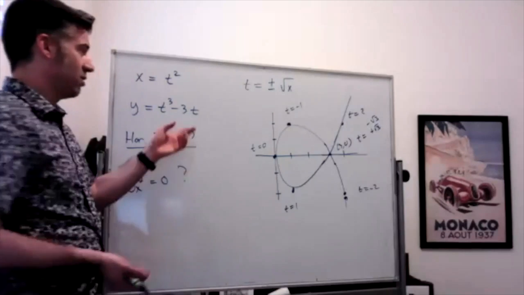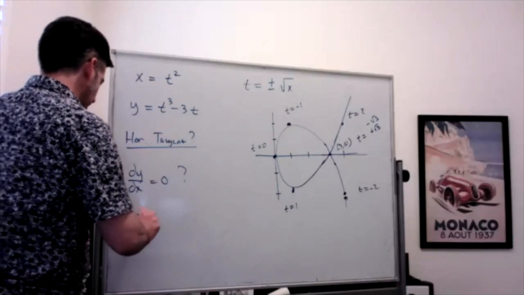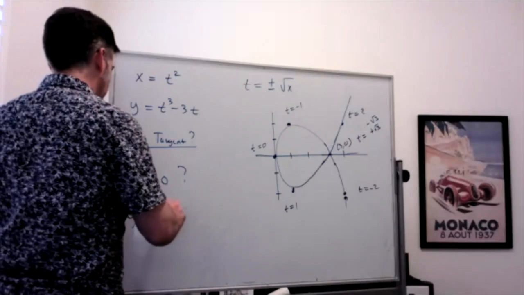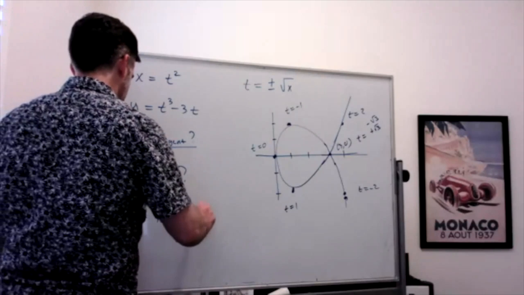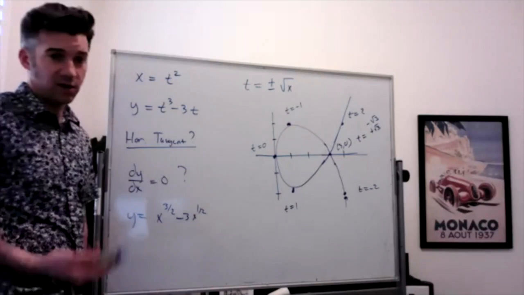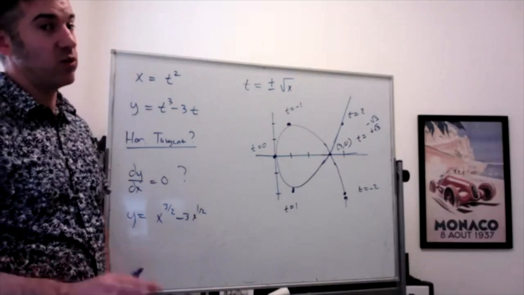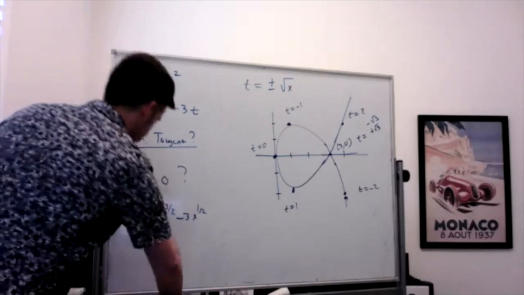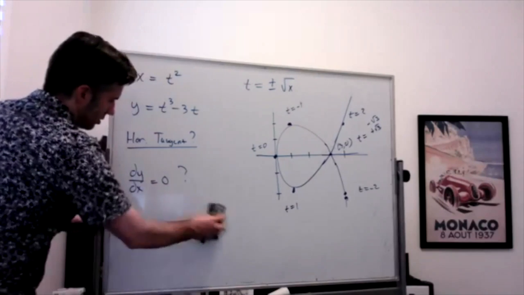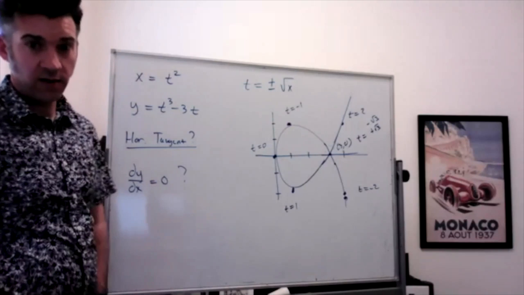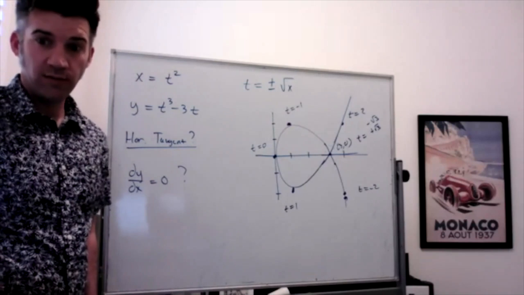We could do the thing where we had y equal to x to the 3/2 minus 3x to the 1/2. You could take the derivative of that and set it equal to 0. But again, that's not always going to be an option. It's really not the point of this section. What we should do is use the parametric derivative formula, which comes from the chain rule.